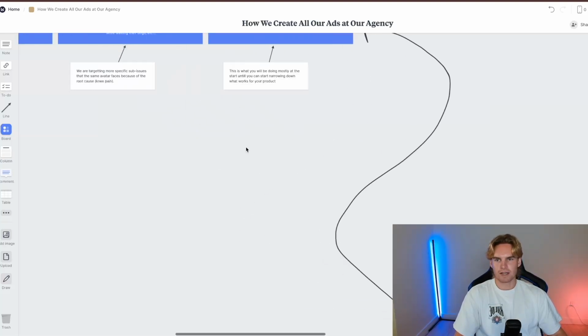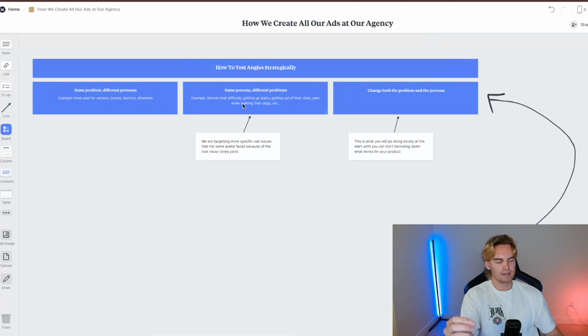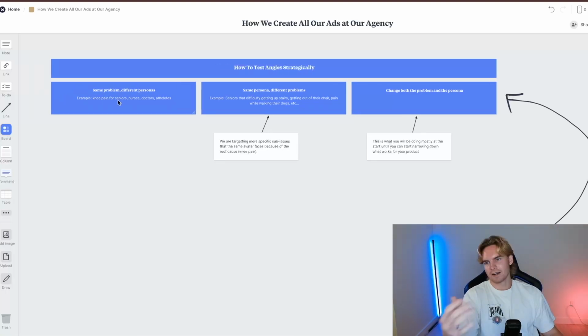But I want to break this down a little bit more in depth in terms of how do you actually test these angles strategically? Because there's a few different ways that you can go about this. I guess before we get into this, if you're just starting out and you don't have much data for your brand specifically, what you're going to be doing a lot of is probably testing a bunch of different problems and different avatars. And you're not really going to be pairing them up much because you don't have data on which avatars or which problems are working the best for you.